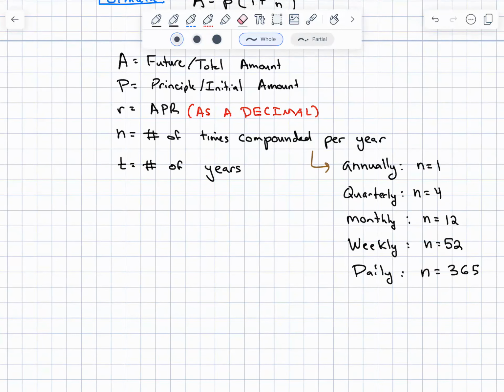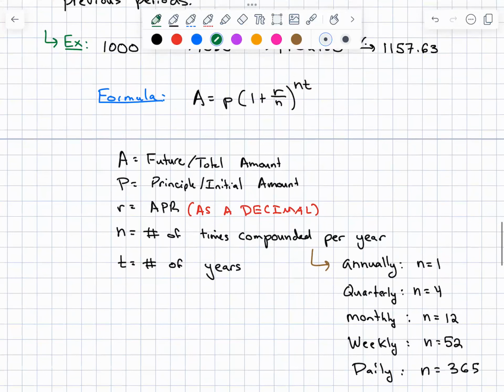Let's go through some problems. Just as a note, this one says A equals P times 1 plus R divided by N, raised to the NT. So this one gives you the total amount. If you were asked to find the interest, you now need to subtract the principal. So it's kind of in the reverse order. I'll give you an example of this.